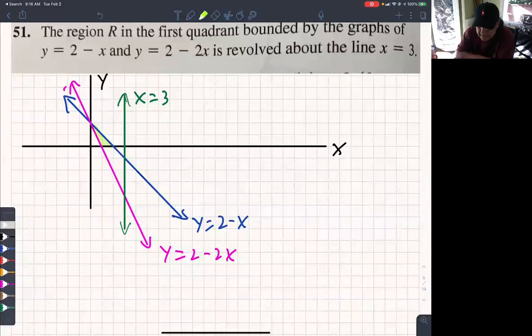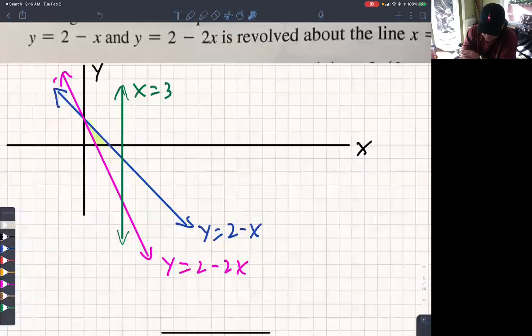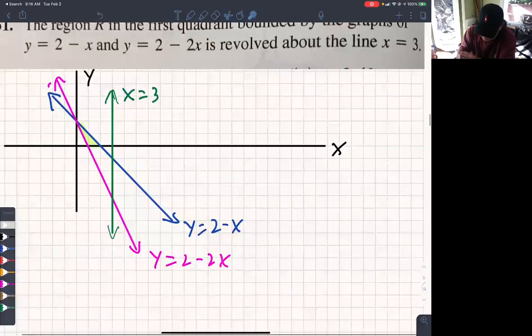So this is number 51 from 6.3. It's a volume of revolution. So I graphed the graphs they've given us, and it says first quadrant. So it's only going to be that region rotated around this line. So I'm going to do it kind of a fast way. Let me do it the fast way.